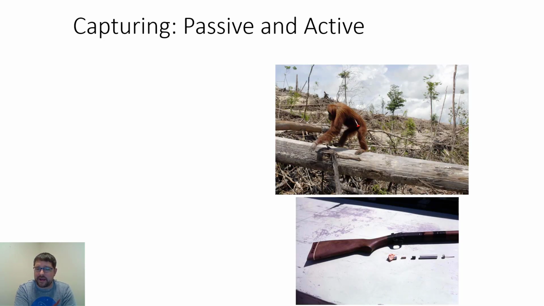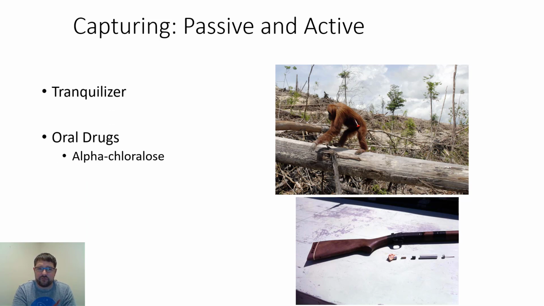Okay, passive and active when it comes to drugs. You can have an active tranquilizer where you're actively going out and selecting an organism to trank with that tranquilizer, or you can use oral drugs, and they can have tranquilizing effects. So alpha chloralose has a tranquilizing effect. So you put it out on bait piles, etc. Organisms eat it, it makes them go to sleep, and then you can collect the organisms.